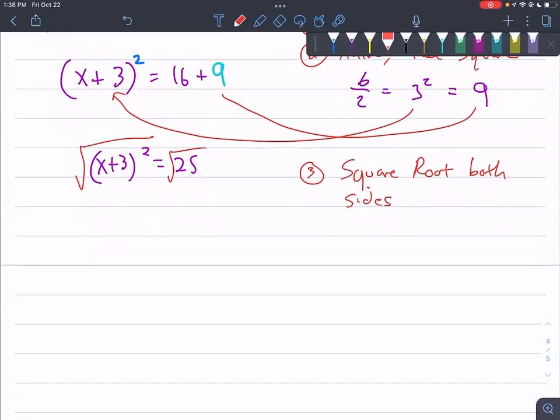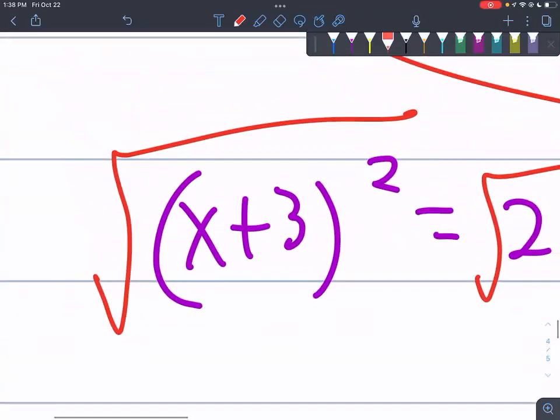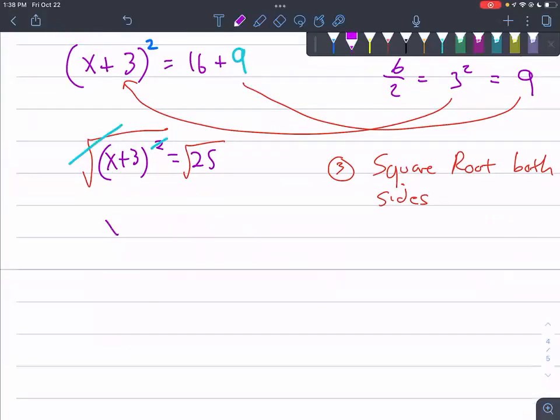So square root both sides. And what happens, I'm going to zoom in on this part of it. If you square something and then square root it, you've basically done nothing. It's like adding 2 and then subtracting 2. The squaring and the square root negate each other and they just disappear. Just like adding 2, subtracting 2, both of them might as well not even be there. So that's x plus 3 equals 5.